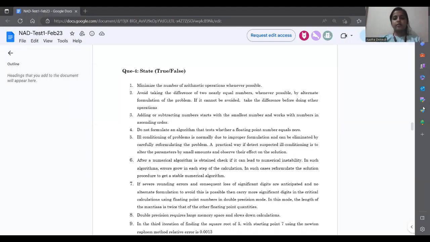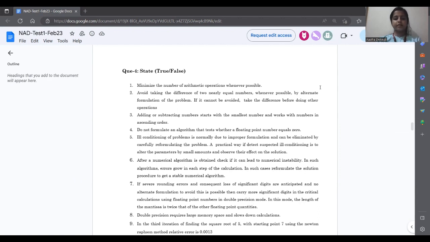Next question is state true or false. So first, minimize the number of arithmetic operations whenever possible. This statement is true. There are many reasons why it is beneficial to minimize the number of arithmetic operations whenever possible.